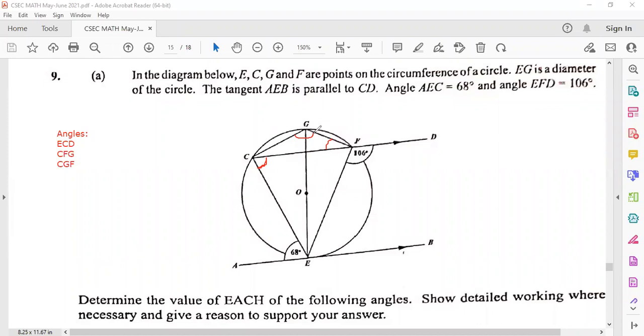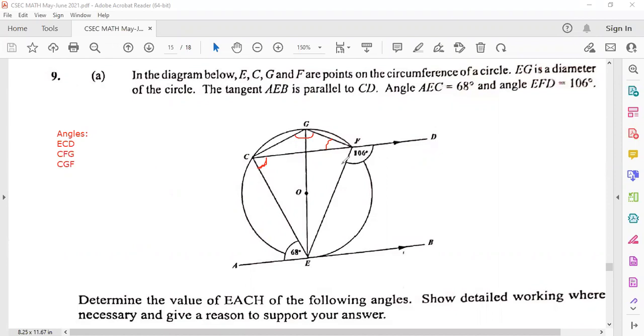So we also have line AEB. That is parallel to line CFD. So we have two parallel lines, and we have several transverse lines. AEB is parallel to CD, so we can use that to our advantage.